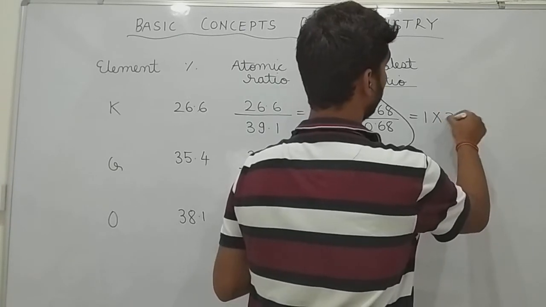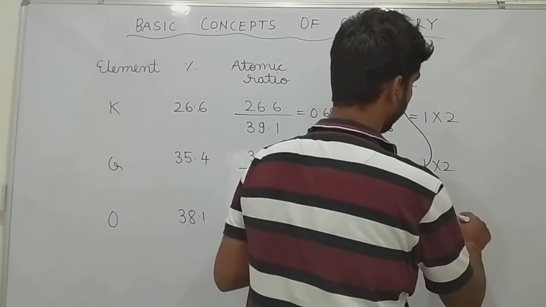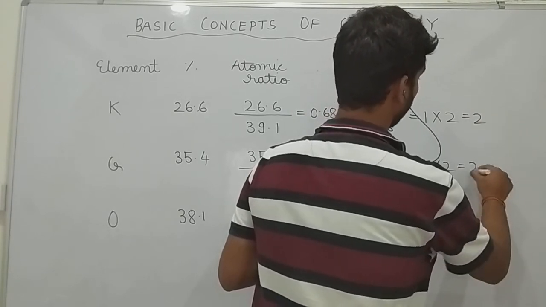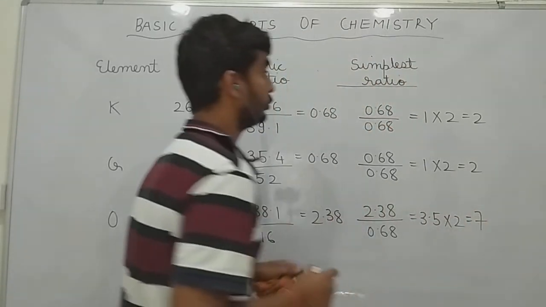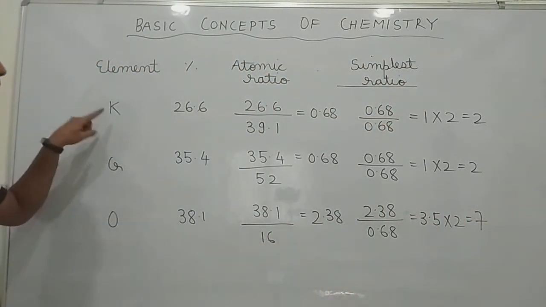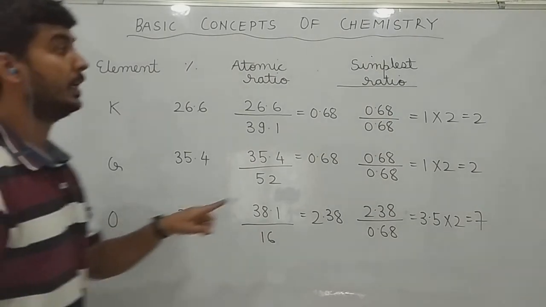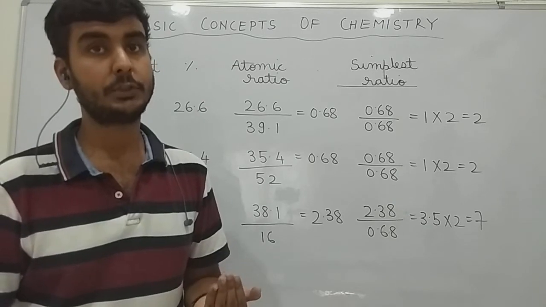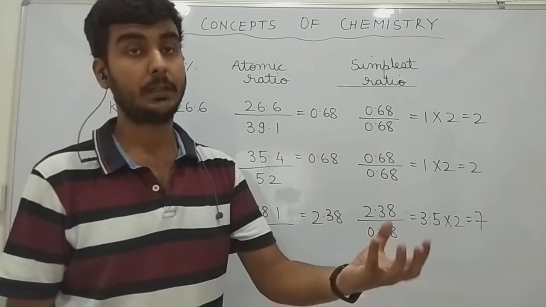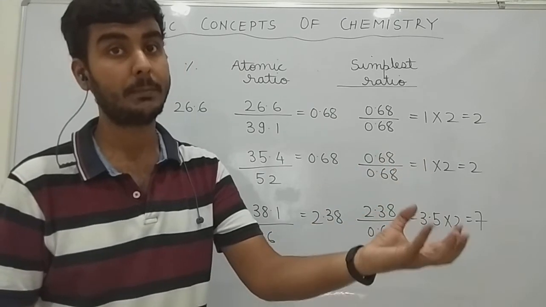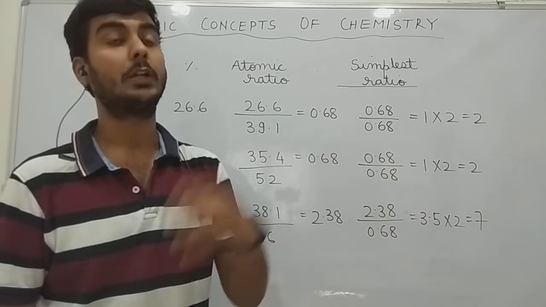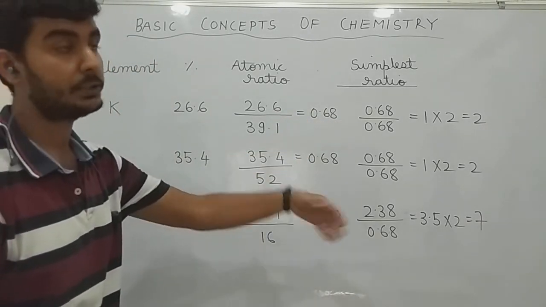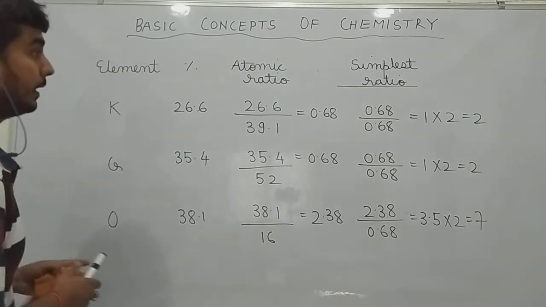So 1 into 2, 1 into 2 and 3.5 into 2. The simplest whole number ratios come out to be 2, 2 and 7. So the simplest whole number ratio between the atoms of potassium, chromium and oxygen comes out to be 2:2:7. We have got the simplest whole number ratio, and in the empirical formula, what is written? It is the simplest whole number ratio of the atoms of the elements present in a compound. Now we can write the empirical formula.